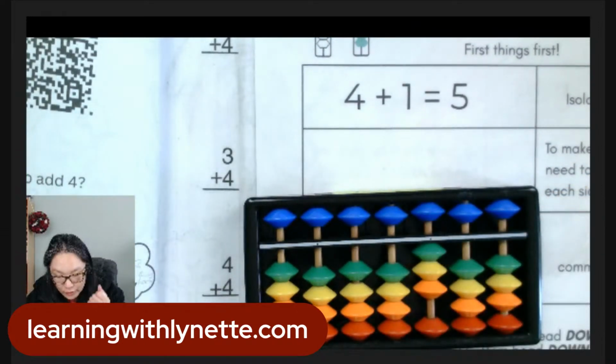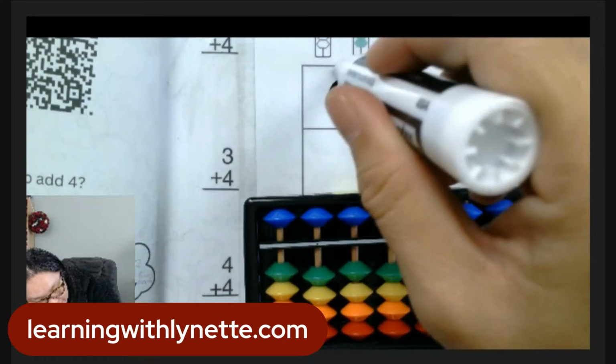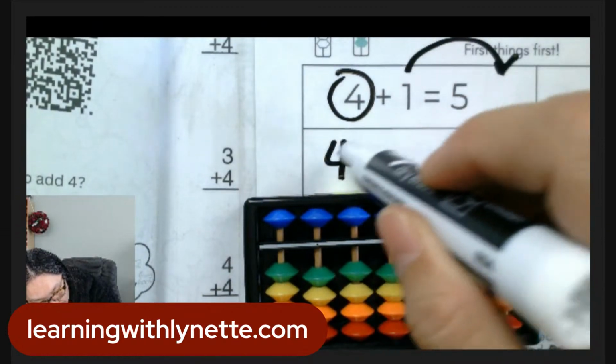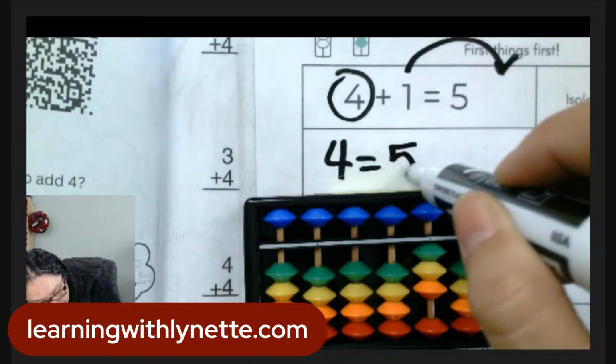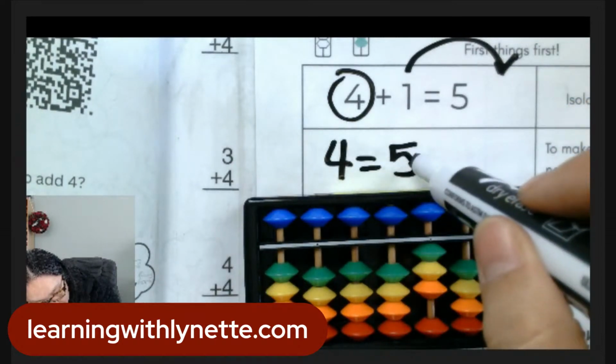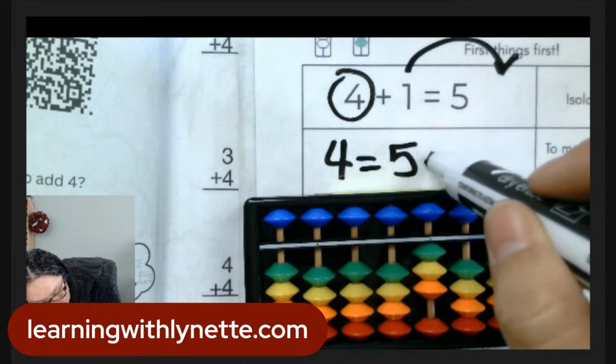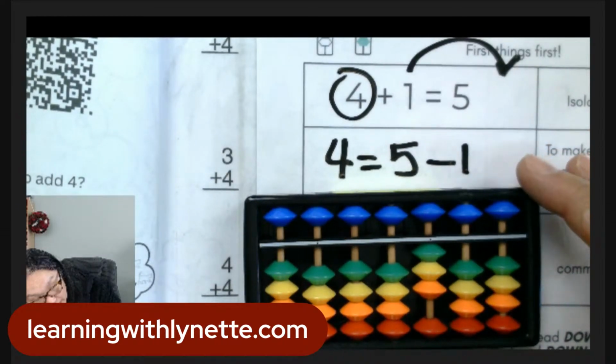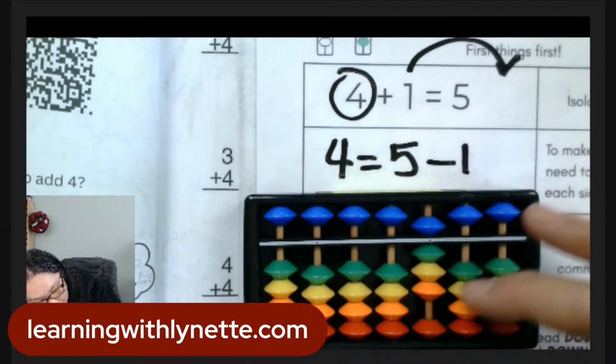When we add the 5, we're going to isolate this variable, and we're going to move this 1 over to this side. What does that mean? When we make the 4 by itself, we have it 5, right? 4 equals 5, and then it minus the 1 because we need to balance the equation. Does that make sense? Yes, thank you. So we're going to add the 5 and we're going to take away the 1.